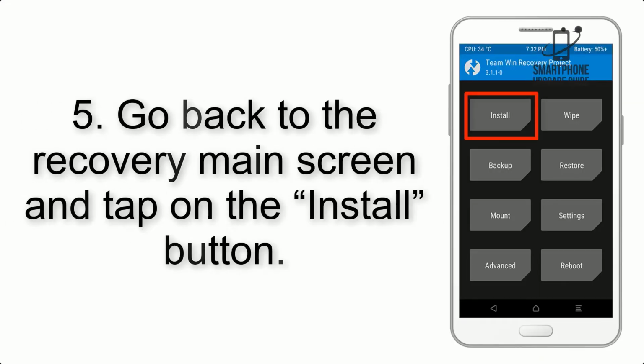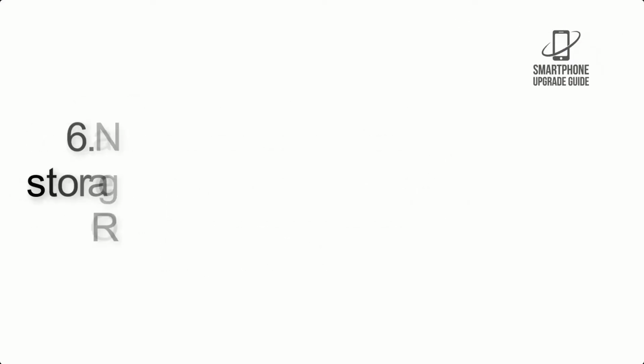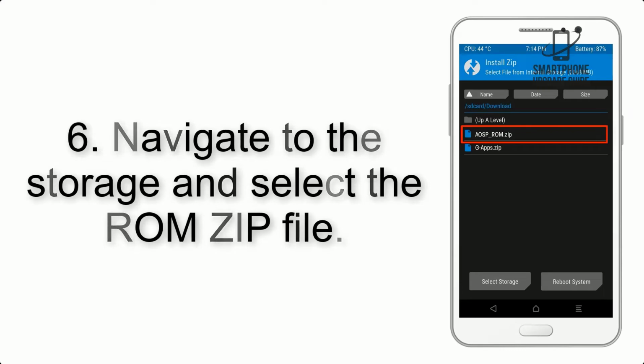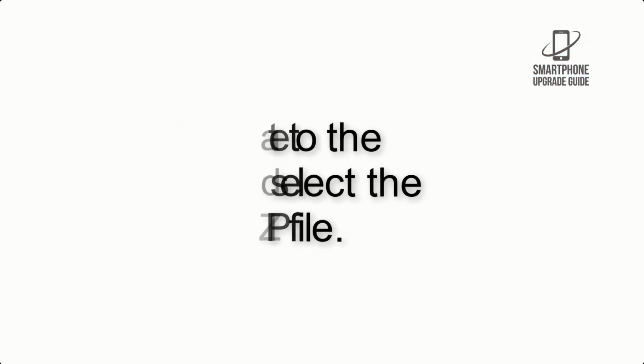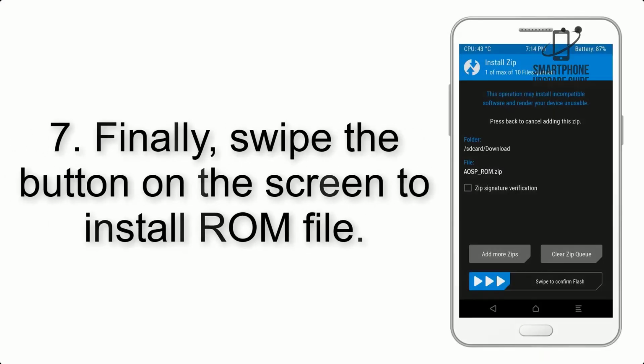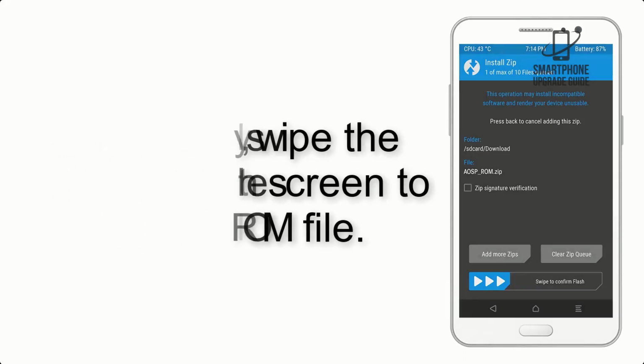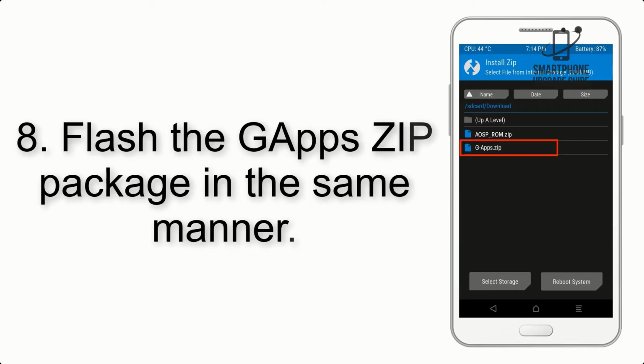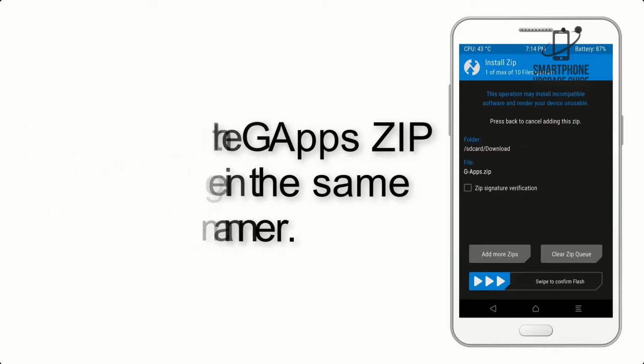Step 5. Go back to the recovery main screen, and tap on the Install button. Step 6. Navigate to the storage, and select the ROM zip file. Step 7. Finally, swipe the button on the screen to install ROM file. Step 8. Flash the GApps zip package, in the same manner.